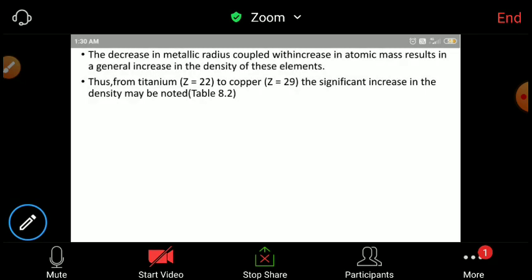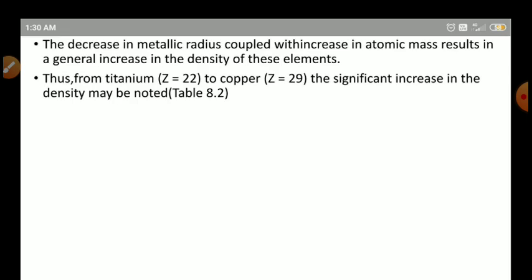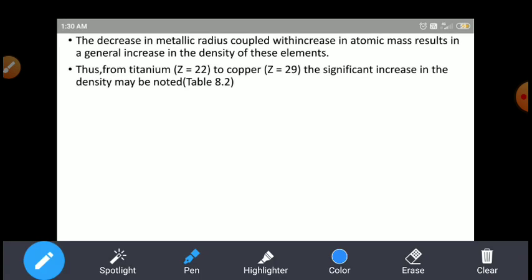So the decrease in metallic radius coupled with the increased atomic mass results in a general increase in the density of the element. The metallic radius decreases because the effective nuclear charge increases, so the metallic particles come close to each other. Metallic radius decreases means increasing density of the element. For example, here are given titanium and copper atomic numbers and the increase in density, we have to note in the table.